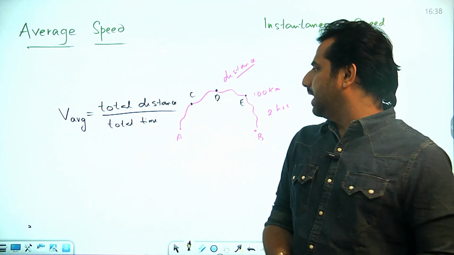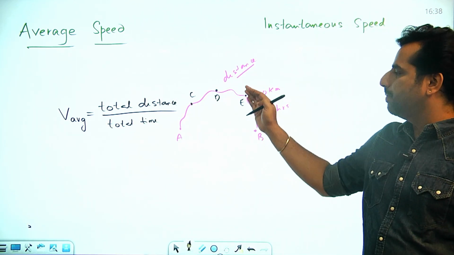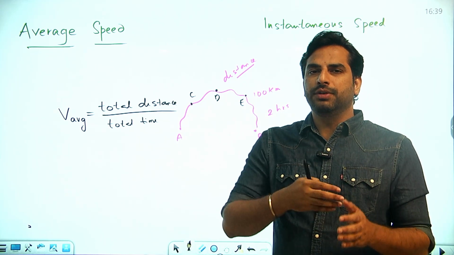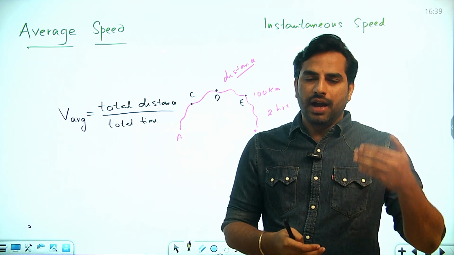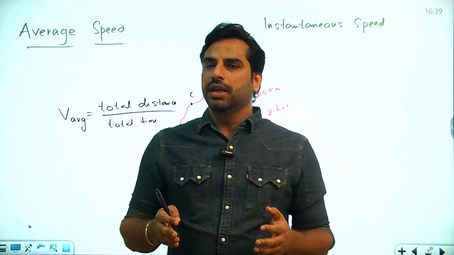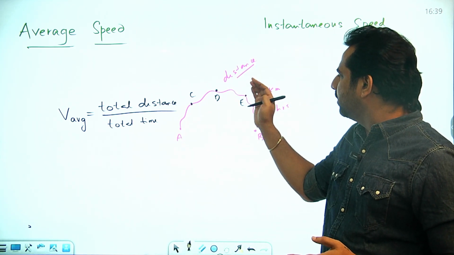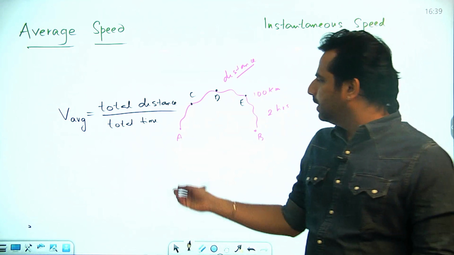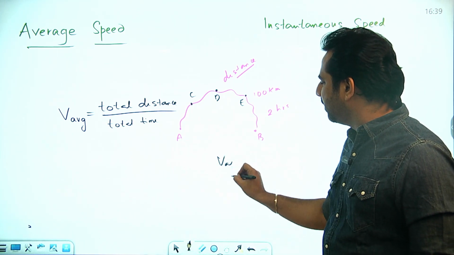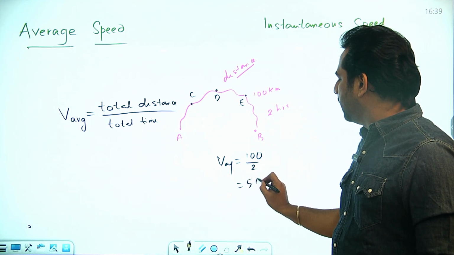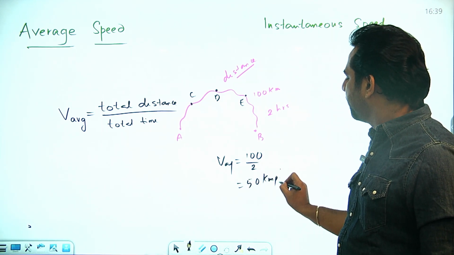Had he moved at a constant speed of 50 kmph, instead of changing his speed at every point, instead of moving fast, slow, stopping, had he moved at the constant rate of 50 kilometers per hour, he could have covered 50 kilometers in 1 hour and 100 kilometers in 2 hours. He will still be at point B. That is the meaning of this. So in this particular example, V average is 100 by 2, which is 50 kmph. This is the meaning of average speed.